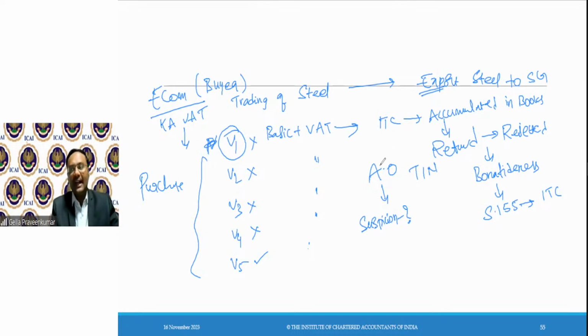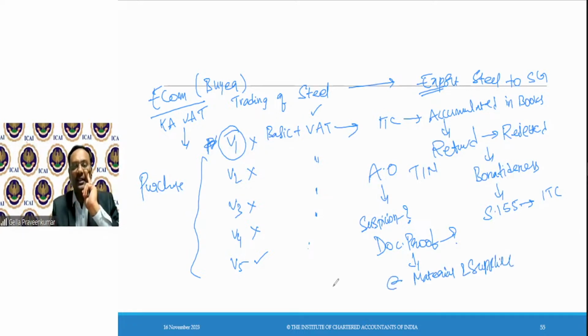So the assessing officer asked, look, you have paid this particular VAT, I agree with you. Do you have any documentary proof to prove that this particular tax was paid by your vendors to the government? Do you have any other documentary proof that the material was actually received and supplied?